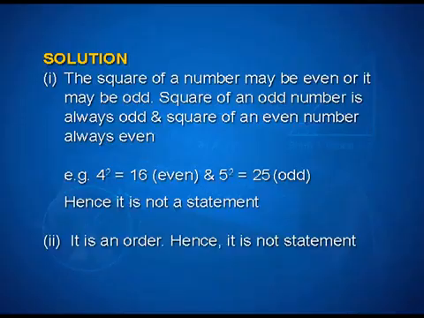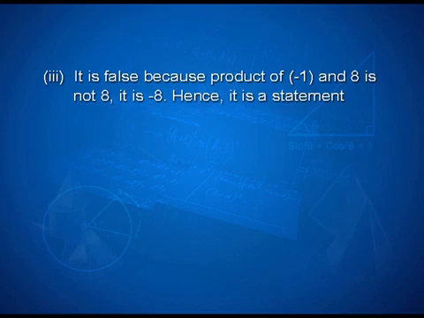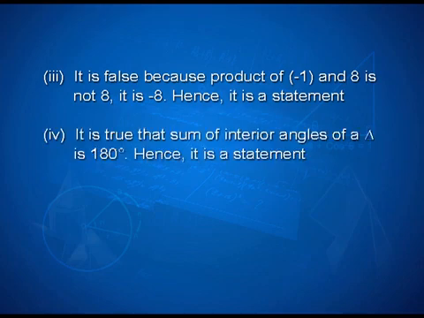Second sentence, it is an order. Hence, it is not a statement. Third, it is false because the product of -1 and 8 is not 8. It is -8. Hence, it is a statement. Fourth, it is true that the sum of interior angles of a triangle is 180 degrees. Hence, it is a statement.